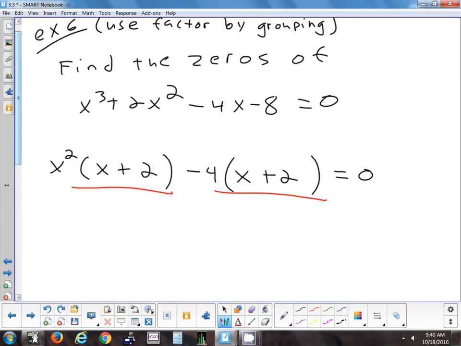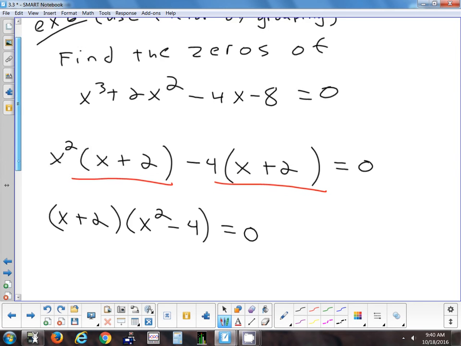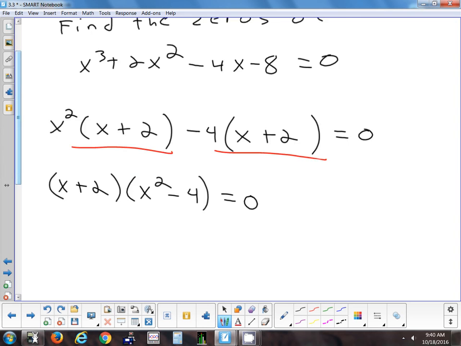Now I'm going to factor out an x plus 2 from the first one. And if I factor out x plus 2 from the first one, what does that leave me with? Just an x squared. And if I factor out x plus 2 from the second one, just a negative 4. You can check it, distribute it back out: x plus 2 times x squared, and x plus 2 times negative 4. That's factor by grouping. Now, what do you do with each factor to find the answers? Set them equal to 0. X plus 2 equals 0.